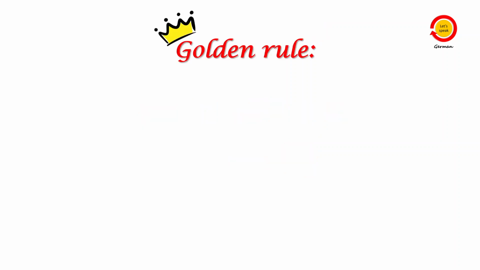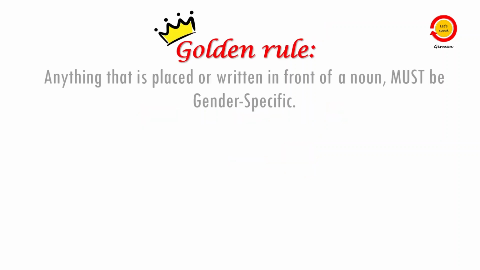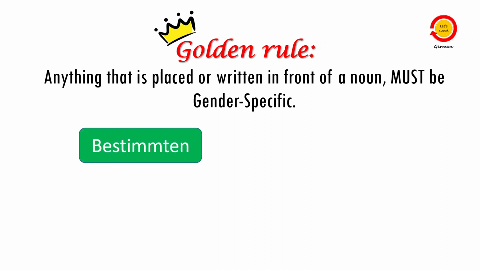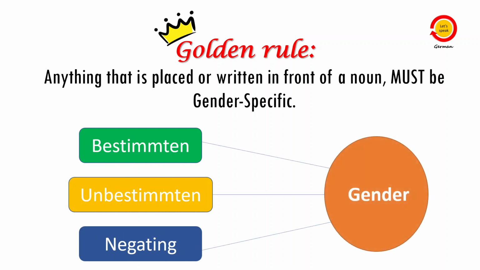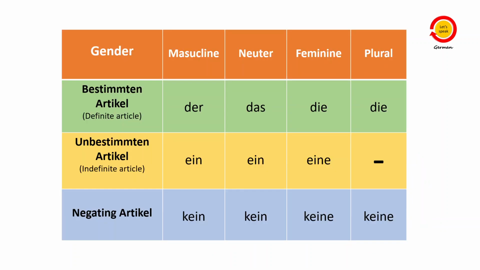For now, the golden rule is that anything that is placed or written in front of a noun must be gender specific. That is, whether it is bestimmten, unbestimmten, or negating article, it depends on the gender of the noun. I hope you got an idea on where to use the articles der, das, die, ein, eine und kein, keine.